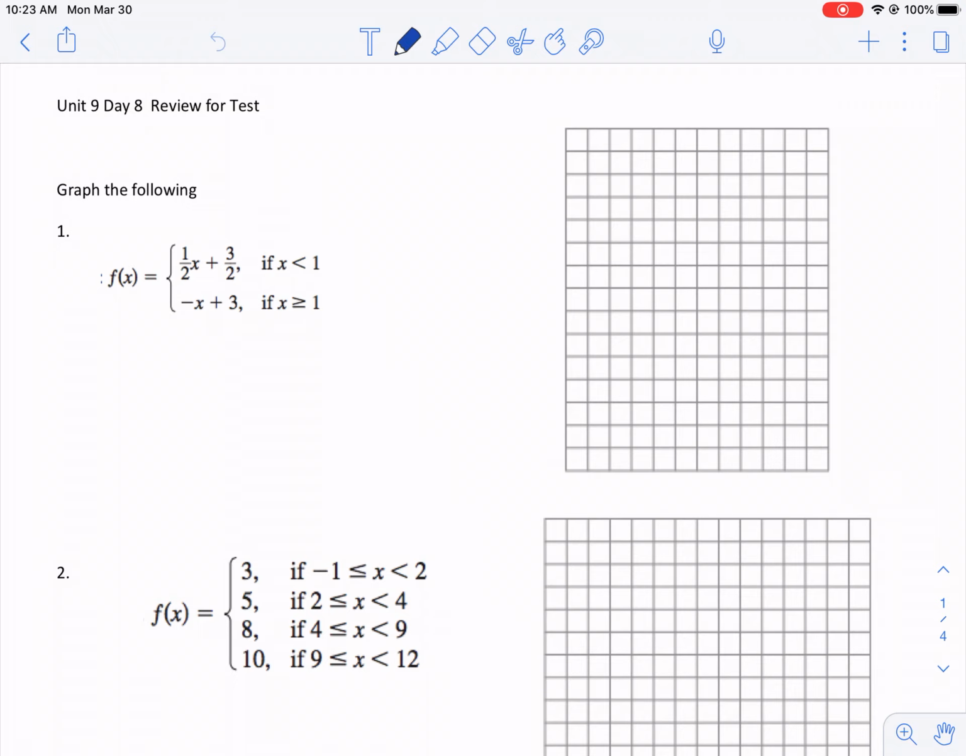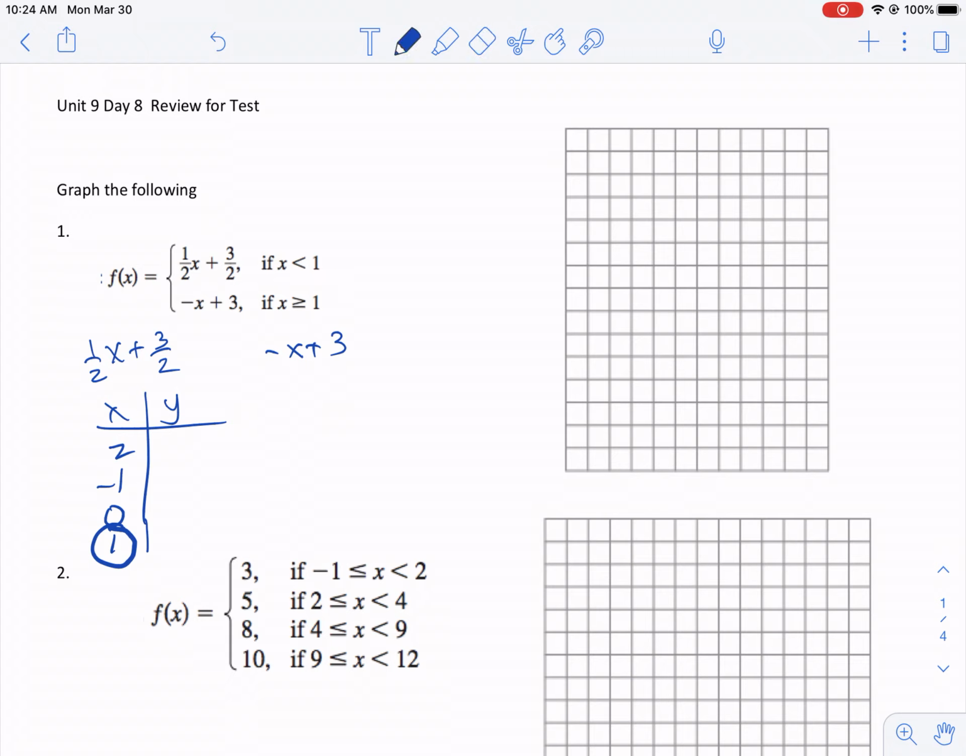Alright, so graph the following. It's a piecewise function. We have two pieces, so we're going to make a table for each piece and graph from the table. So this is for x values less than 1. So 1, 0, negative 1, and 2. And I'm going to put an open circle around my 1 to make sure I get the open circle because there was no equal sign.